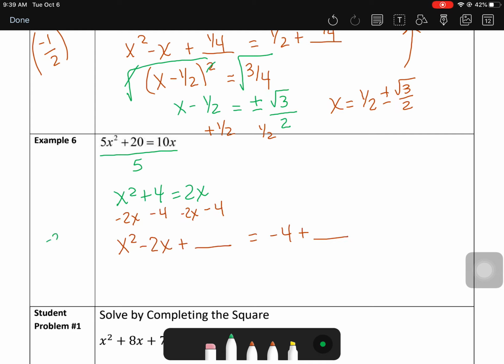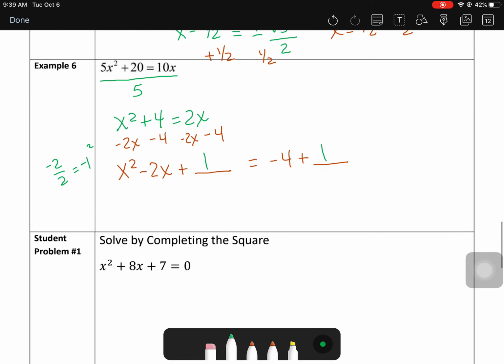Okay, we're going to take the b value, we're going to divide it by 2, and then we're going to square it. -1 squared is 1, so we're going to add 1 to both sides. Now we're going to factor x and the b value, the quantity squared, equals -3. Now we take the square root of both sides. Since we have the square by itself, a square and a square root will cancel, so we have x minus 1 equals plus or minus the square root of -3.